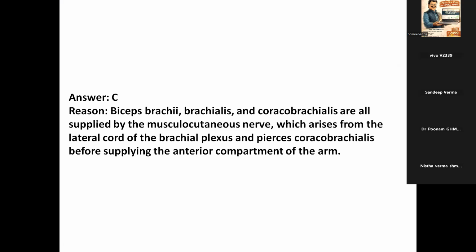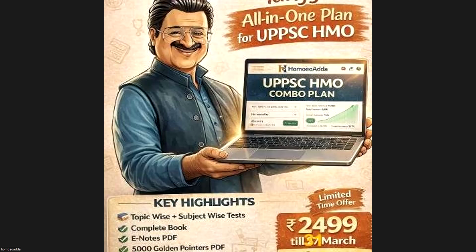So that's it from today's session, right? We have tried to cover the muscles of the arm as well as one very important topic, that is the cubital fossa. You can ask me if you still have any doubt in this topic, or you want to ask me anything.